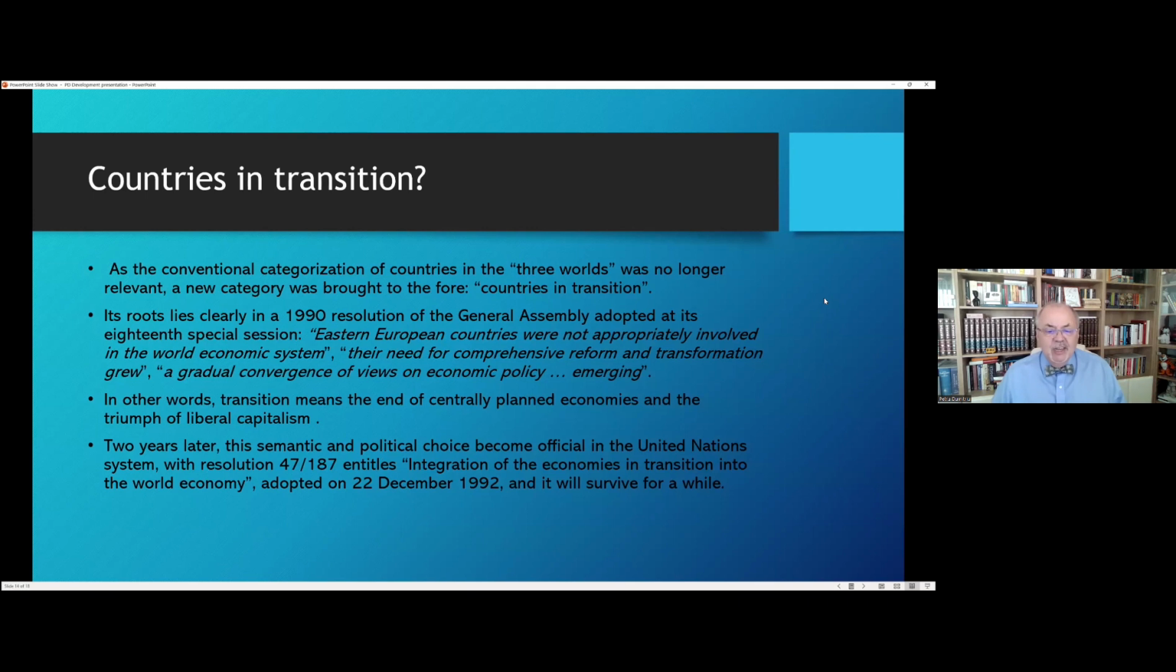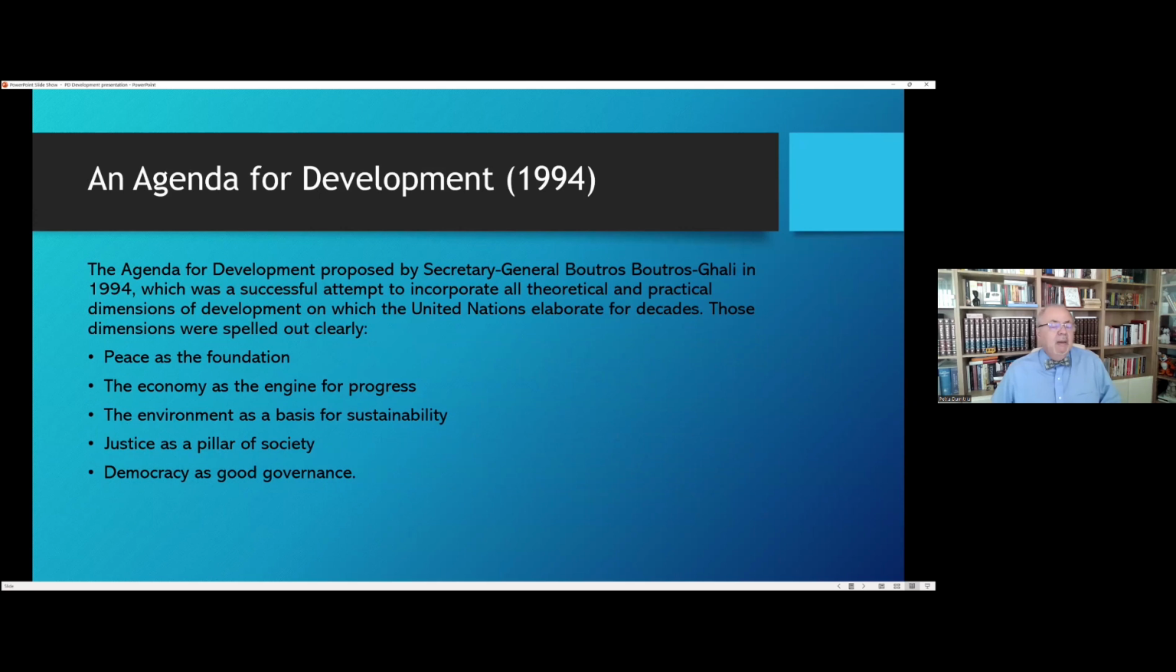What does it mean, countries in transition? There was a resolution of the General Assembly, which, although it doesn't give a definition, referred very precisely to the Eastern European countries, which were not appropriately involved in the world economic system and needed a gradual convergence of views on economic policy. The point is that transition meant at that time the end of centrally planned economies and the triumph of liberal capitalism. So for a while, this notion stayed on the agenda. But then once some former communist countries sought membership of the European Union, the issue of transition was no longer an embraced concept, because some countries were obviously making a transition towards the European Union.